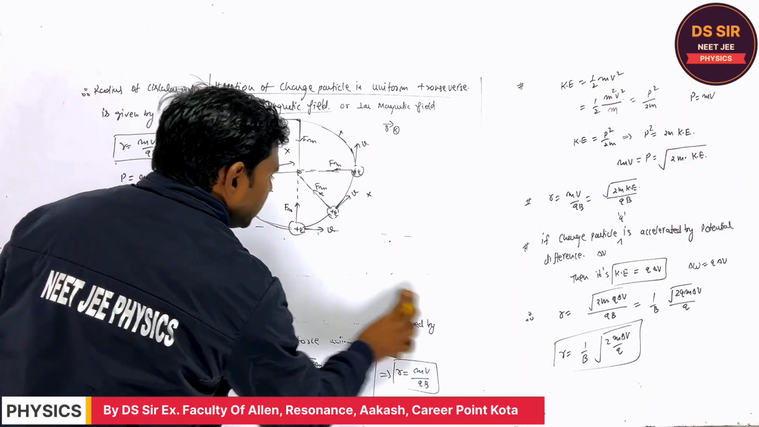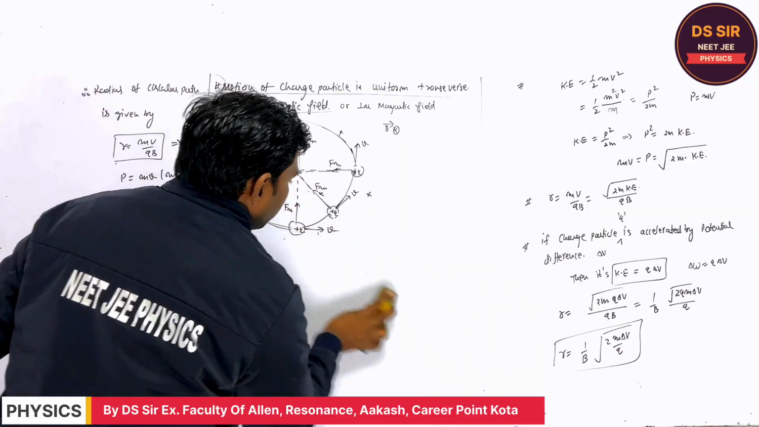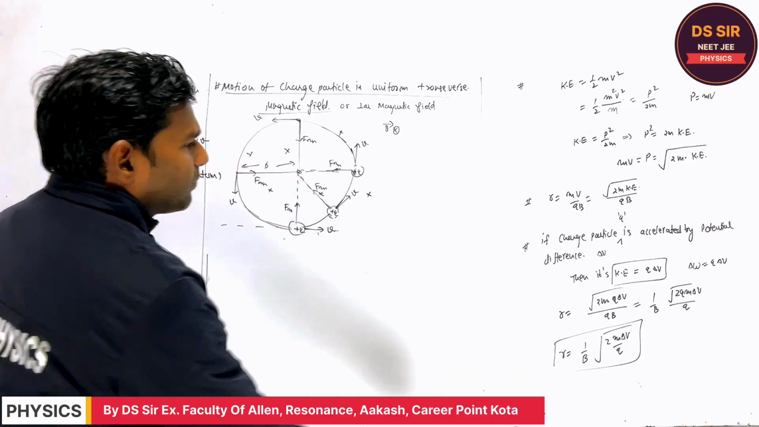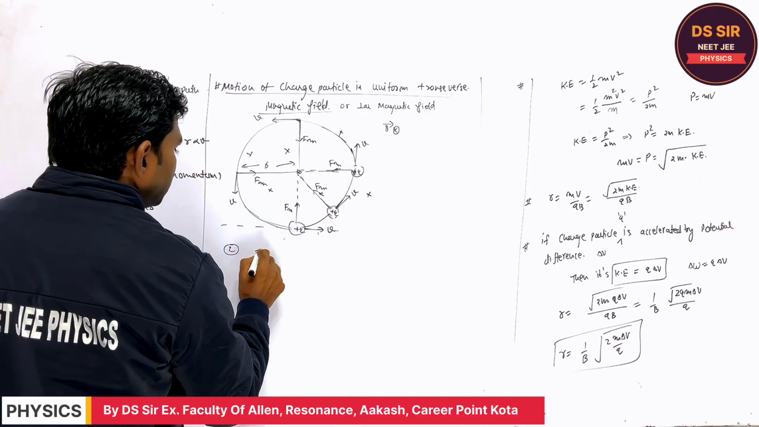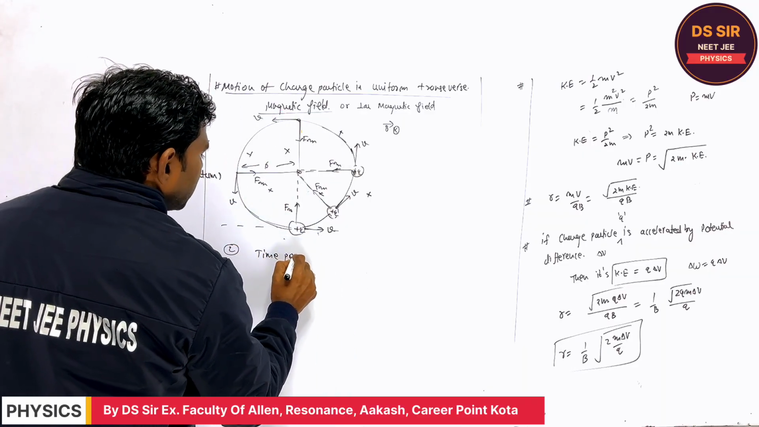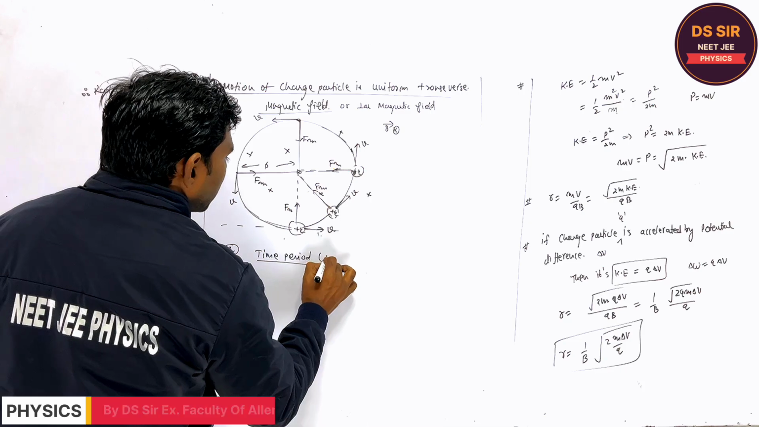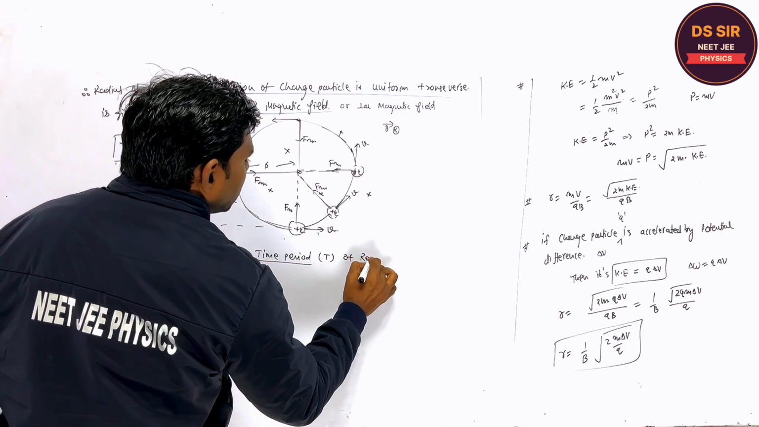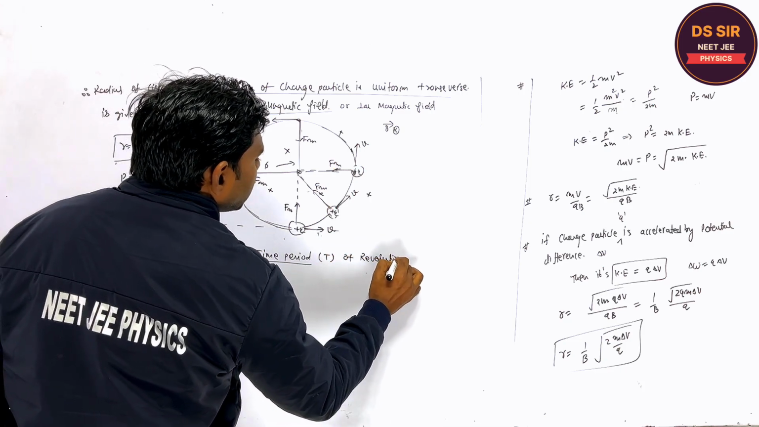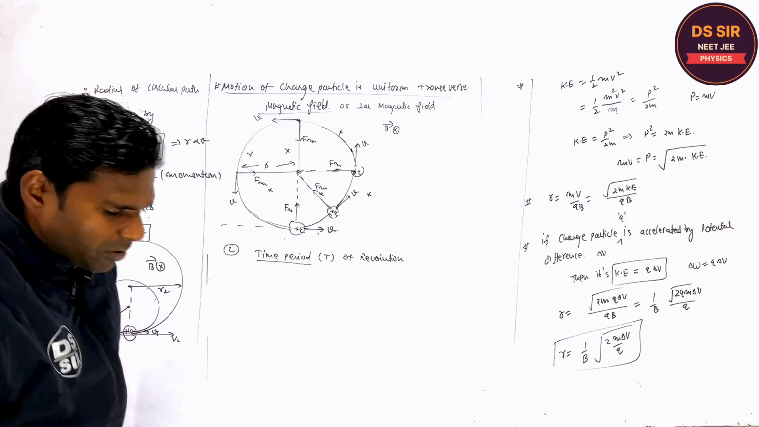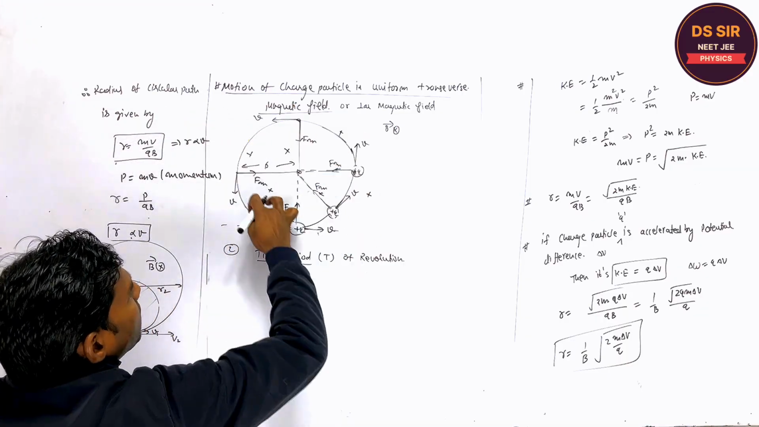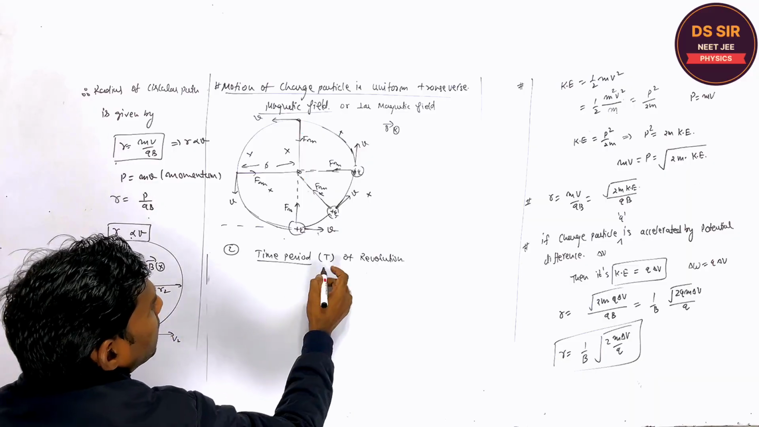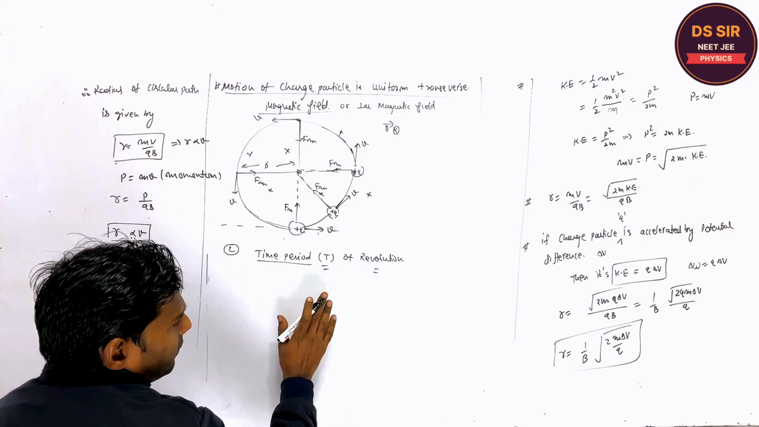Now, the second thing is the time period of oscillation, right? After this, you may write here, the second point is time period of revolution, right? How to find the time period of revolution? The total time to complete one circle is called the time period of revolution. This is the one thing.